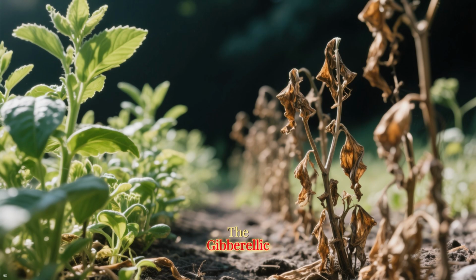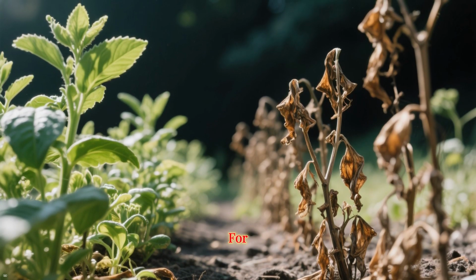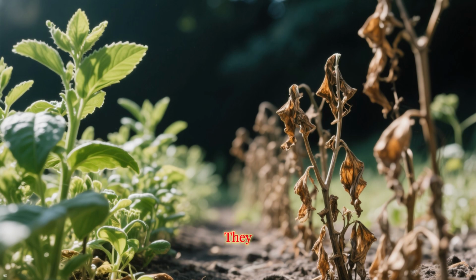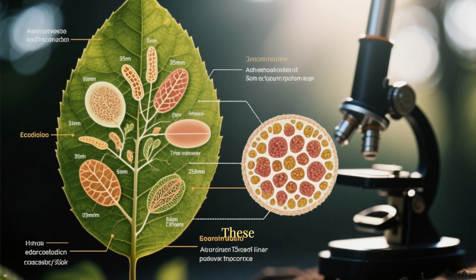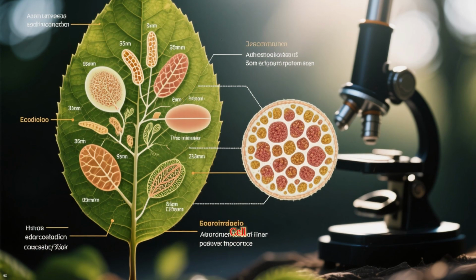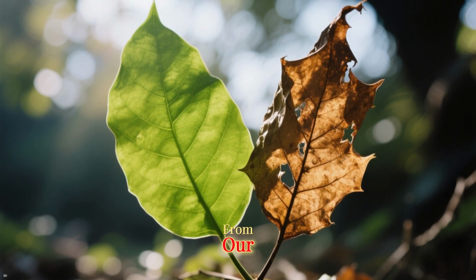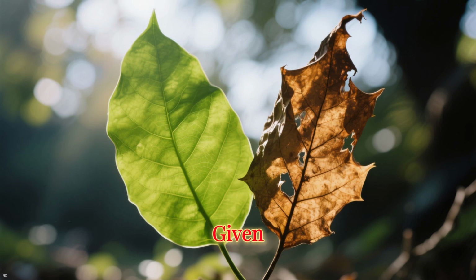The gibberellic acid group sprouted really quickly and looked great for a few days, but then they all wilted and died. These are all the different parts of a leaf, and this is what a leaf cell looks like up close. Now let's look at the leaf from our plant that was only given water.